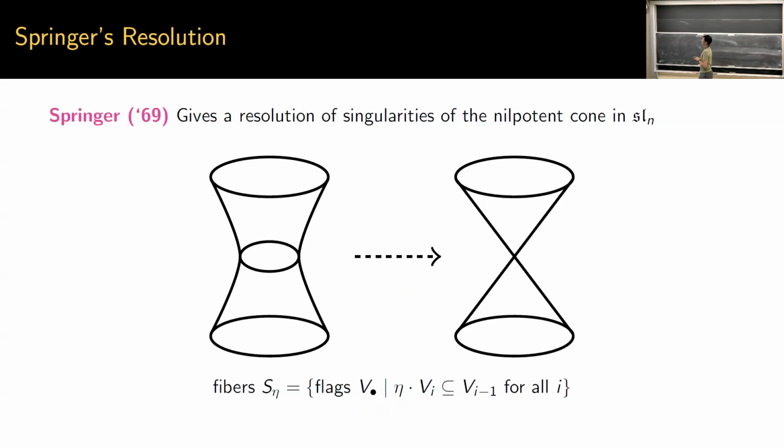So our story starts a little further back than what Martha told us earlier. Back even in the 50s, we were thinking about this thing called the nilpotent cone. It's a set of nilpotent elements in a semisimple Lie algebra. It turns out it has this cone point, it's singular, so you resolve the singularities, and that's what Springer did back in 1969. The fibers of that resolution are what we're studying today.